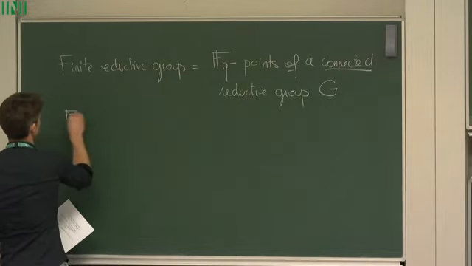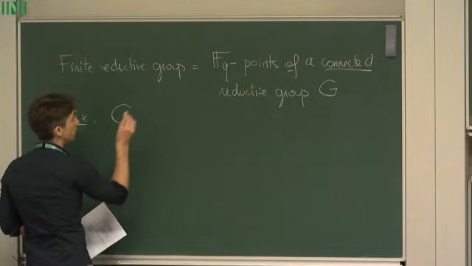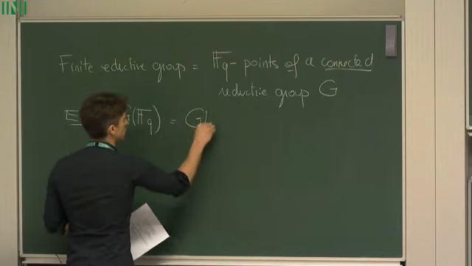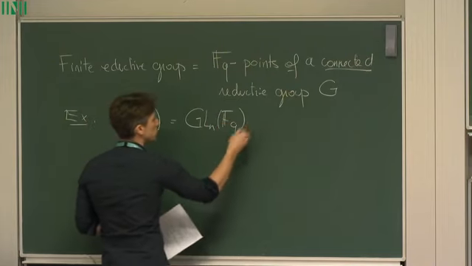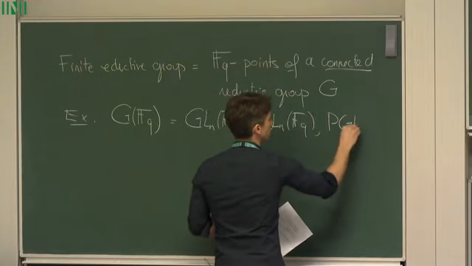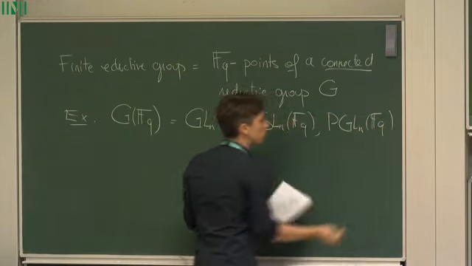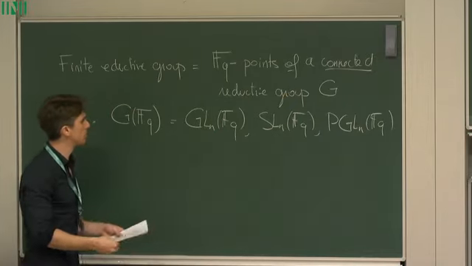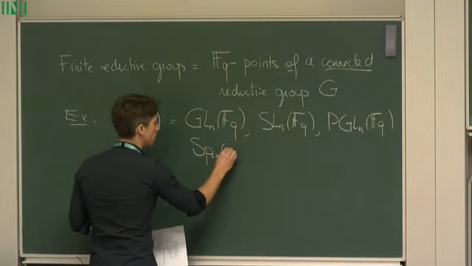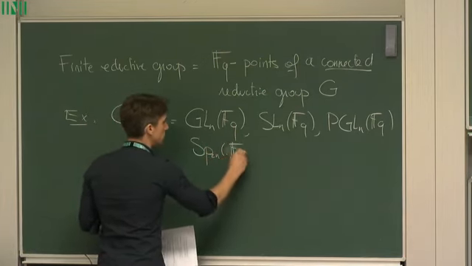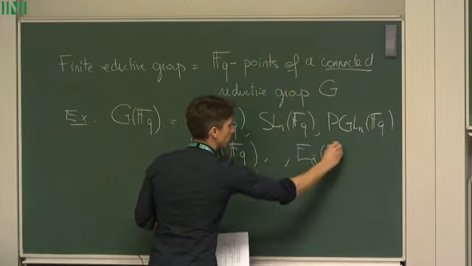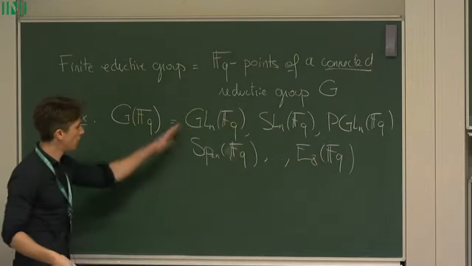So, as I said, you can think of this finite reductive group as being GL_n over F_q, or the special linear version, the projective linear group. You also have some twisted versions, like the unitary groups, which I will not talk about. The symplectic groups over F_q, the orthogonal groups, and so on, up to the exceptional Lie groups. Okay, and all combinations of all these groups.